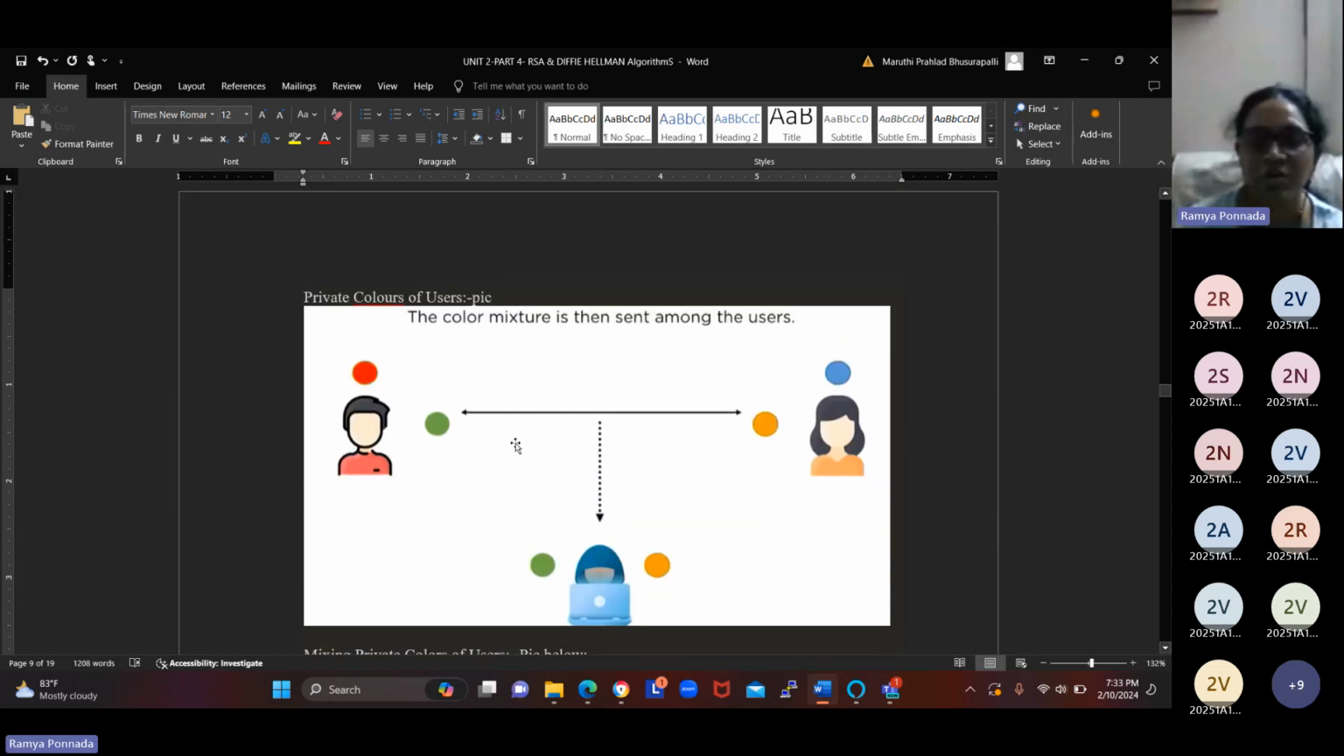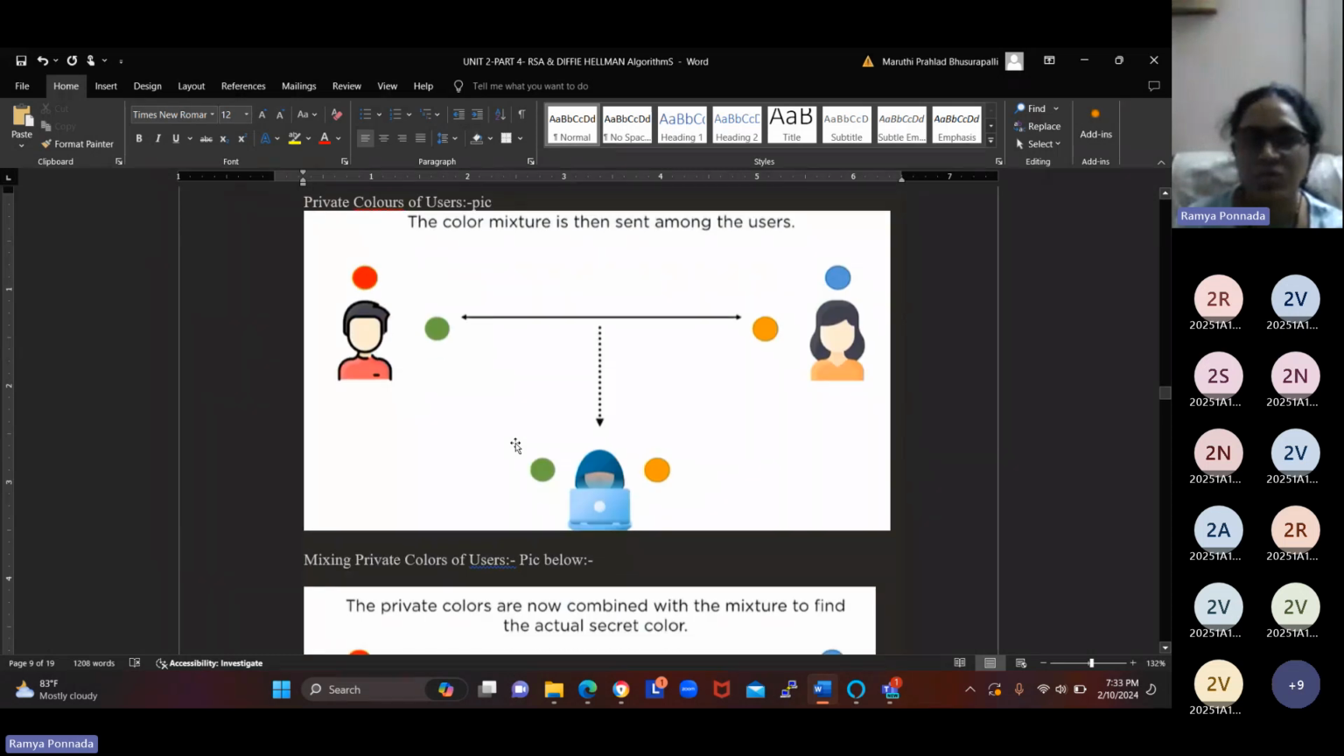Okay, so he's going to be sending. Here is an interesting example. If you observe this picture, what is going to be there? Here you are going to have an insecure channel.